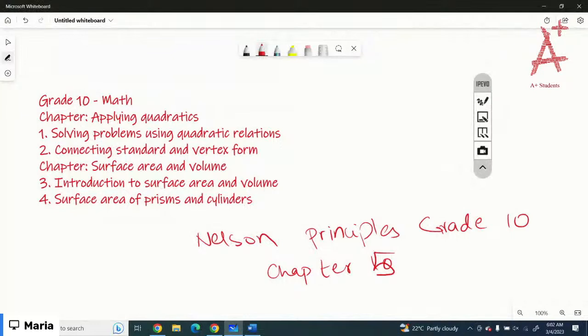Then we'll start the chapter Surface Area and Volume. You can find the chapter on aplusstudents.com. You have to log in there using your email address, and the password is provided by the administrator. Got it? So let's start with the first lesson, solving problems using quadratic relations.